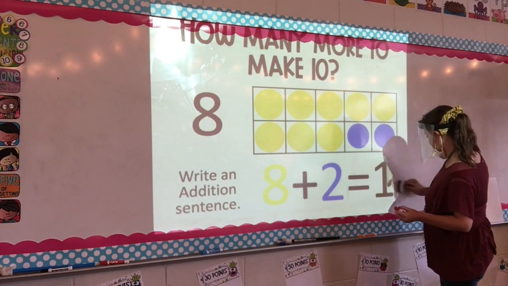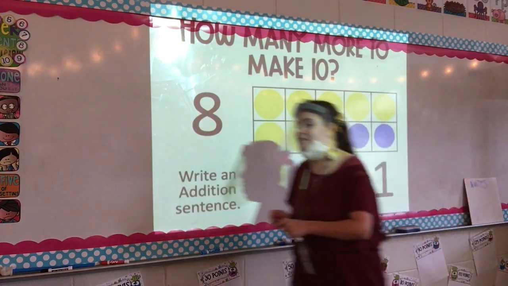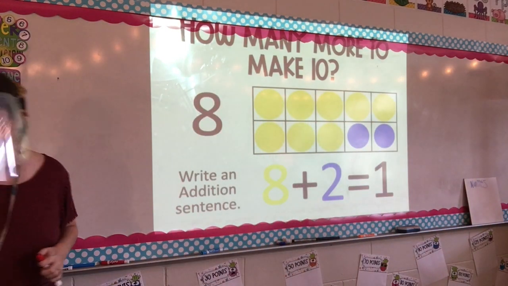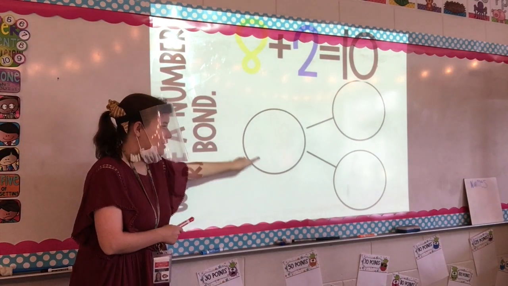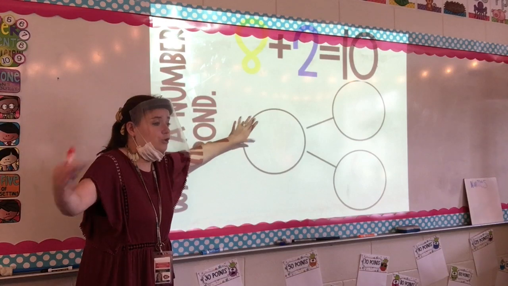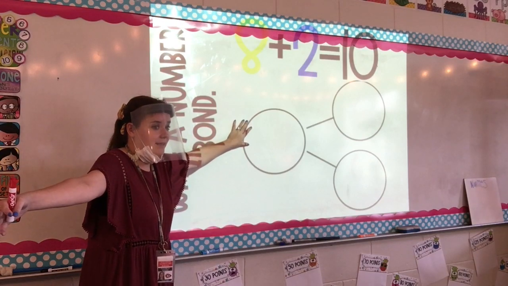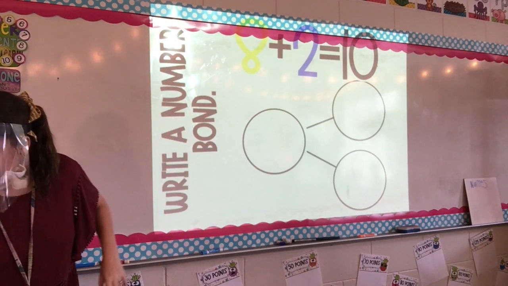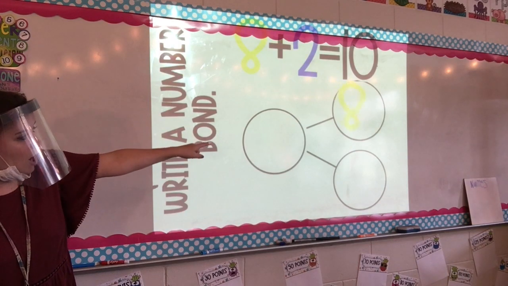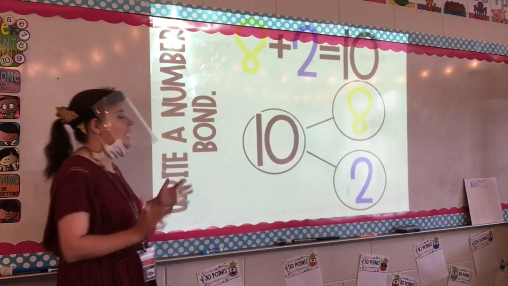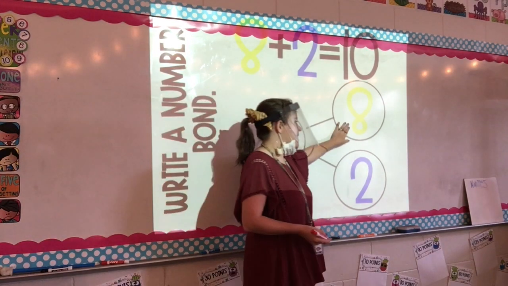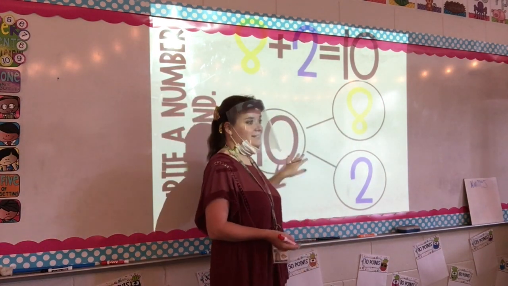Now, as some of y'all have already gotten ahead of me, let's go ahead and put this in the number bond, okay? So, again, what number is going to go in my total number? Micah? A 10. 8 is one of my parts. 2 is one of my parts. And then 10 is my whole number because 8 plus 2 equals 10.